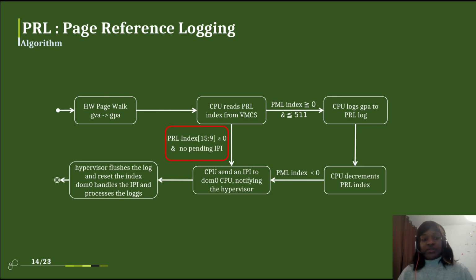The difference with the PML algorithm is that when using PRL there are no more VM exits. Before sending an interrupt, the processor must first check that there are no pending interrupts related to a log full event.